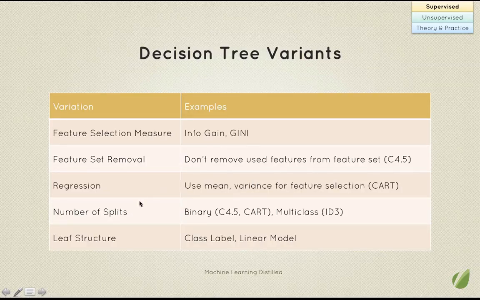Another option is the number of splits. In ID3, we can actually split multi-way, more than two, whereas with CART and C45, you can only have two splits, a binary split. And lastly, the structure of the leaf itself. We've seen leaves that are just the class label that would support classification. It's possible to actually, in the leaves, have a linear model. So you have this formula that is the end result of the leaf that actually takes in the input and does a little bit of math to produce the output.